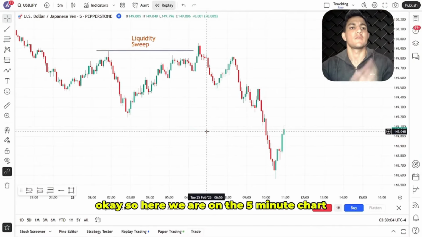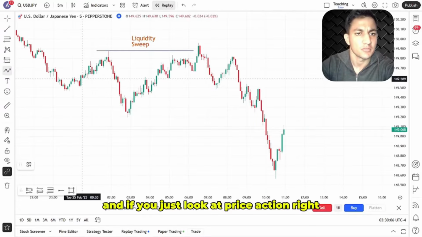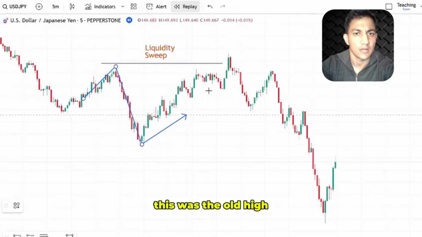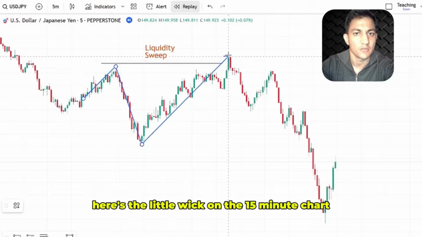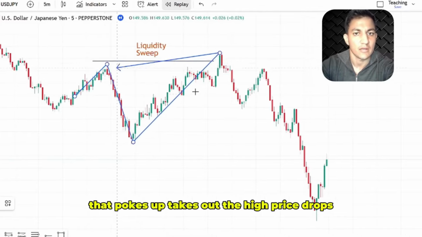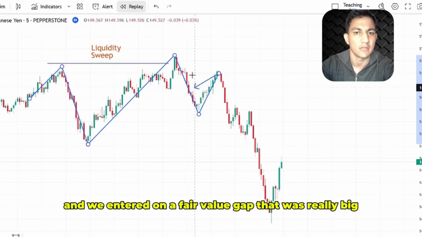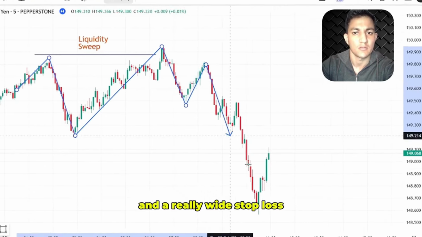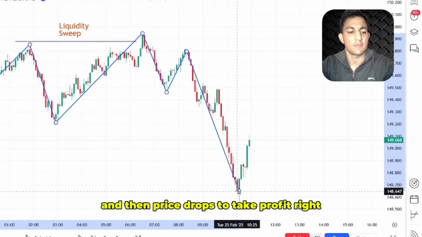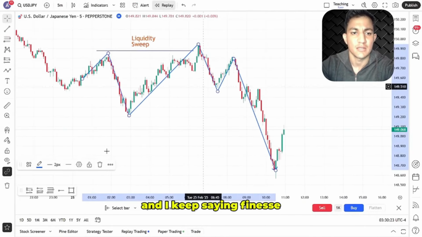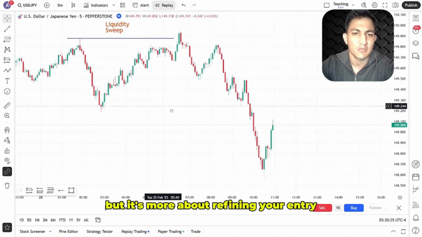Okay, so here we are on the 5-minute chart, and if you just look at price action, this was the old high. Here's the little wick on the 15-minute chart that pokes up, takes out the high, price drops, and this was our retracement. And we entered on a fair value gap that was really big with a really wide stop loss, and then price drops to take profit.